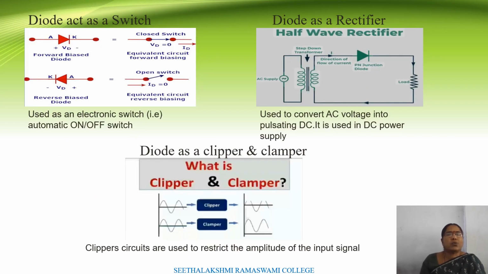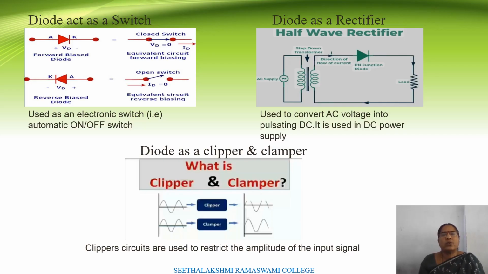Diode acts as a switch. When we forward bias the diode, current flows through the diode. Now the diode acts like a closed switch. When we reverse bias the diode, it does not conduct. It is similar to an open switch.